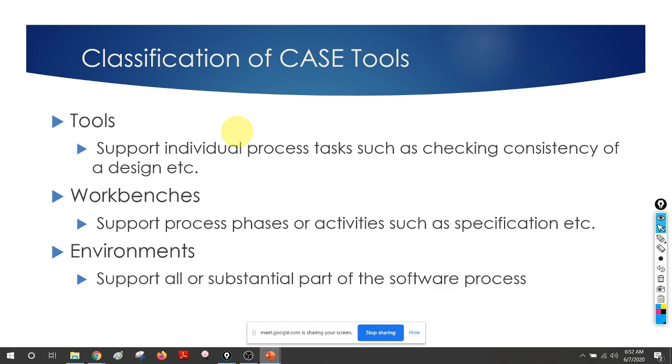Okay, right? So that is how we categorize the case tools. Okay, so have those in your feeling. Okay, so don't just dryly look at those things.